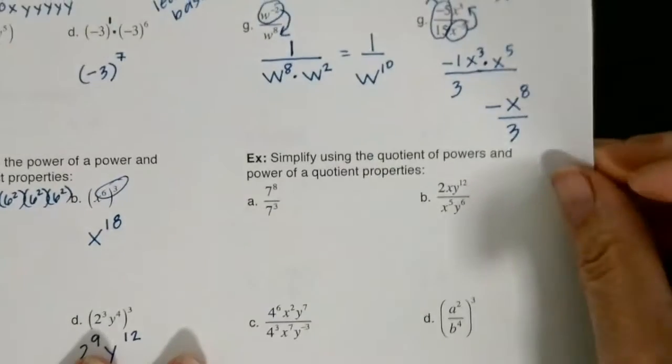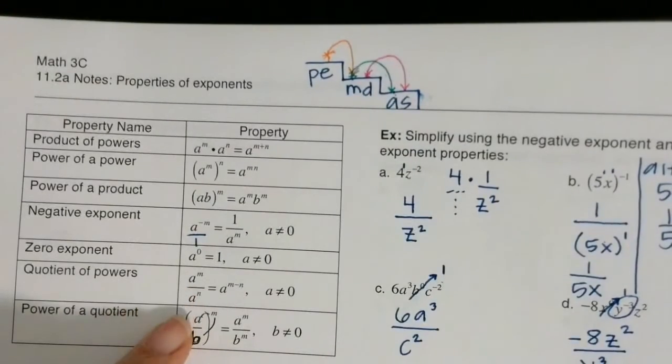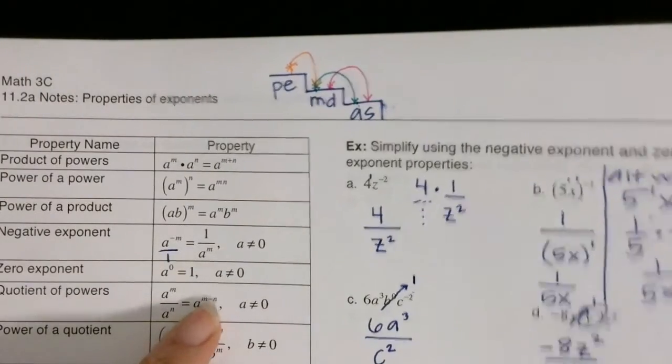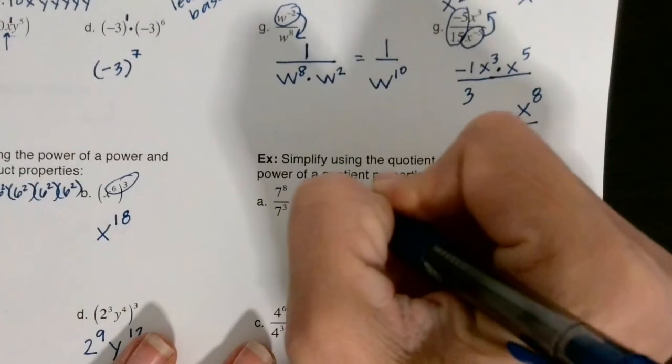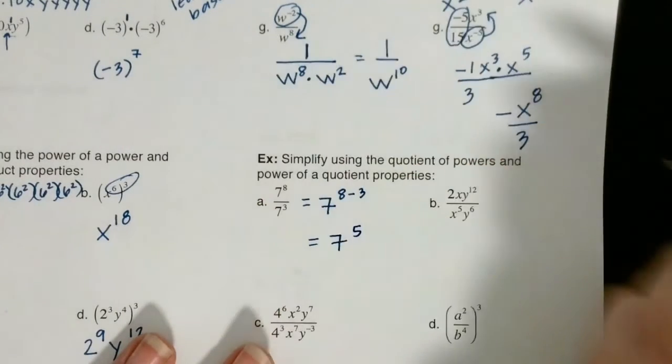Simplify using the quotient of powers and power of quotient properties. Alright, so let's go review those. If they have the same base and we're dividing, keep the base, only one of them, and subtract the exponent. So this is going to be equal to 7 to the 8 minus 3, which equals 7 to the 5th.